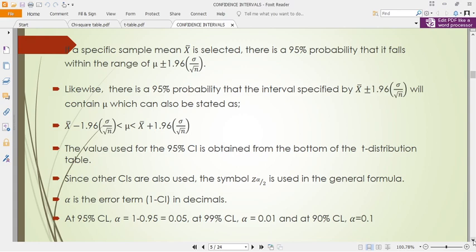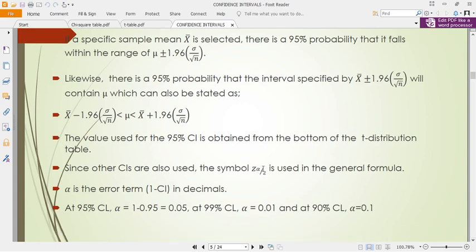Since other confidence intervals are used, the simple Z alpha over 2 is always used in the general formula. So instead of the 1.96, we always use Z alpha over 2. But this is only used when the sample size is 30 and above. We shall get to that. And now remember that our error is the difference between, because we always aim to be 100% accurate. So if you're confident at 90%, the error will be 100 minus 90%.